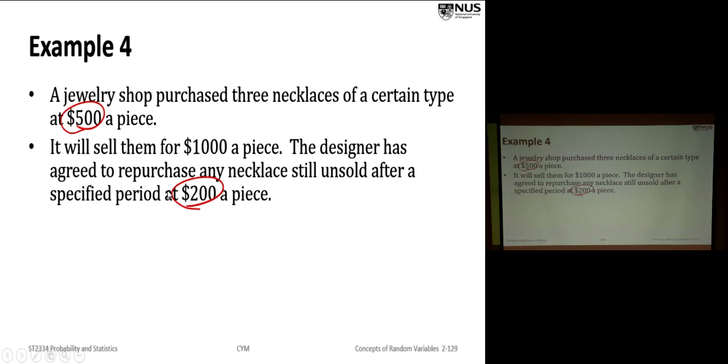So now we have 3 necklaces. We buy them, each one we spend $500. We sell it at $1,000. And if unsold over a specified period, then the manufacturer or the designer will buy it back at $200. They pay $200 to get it back.